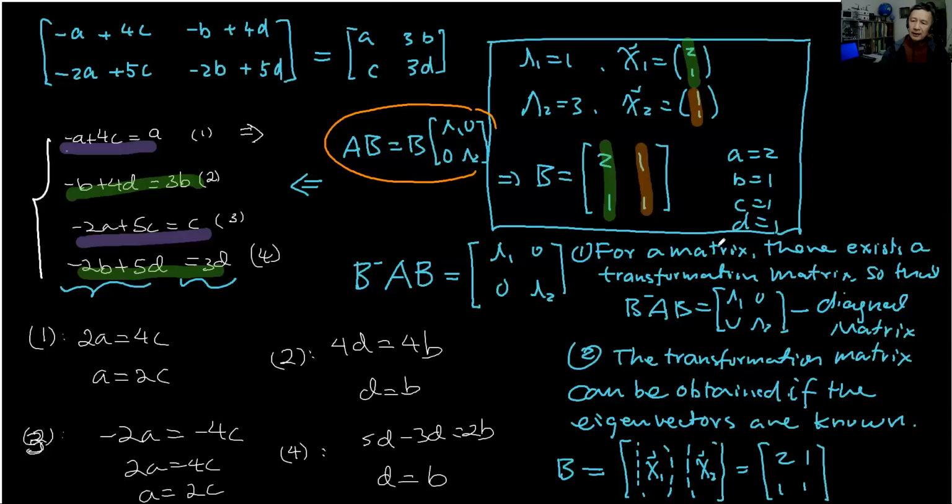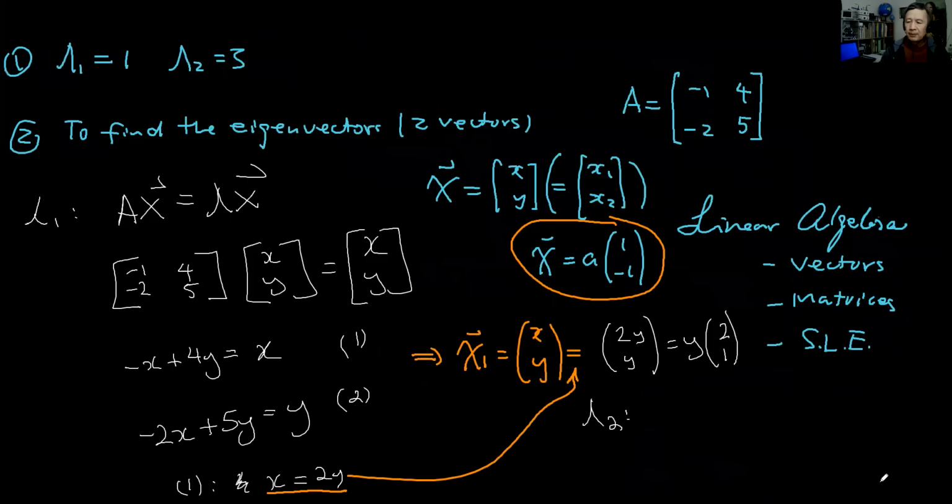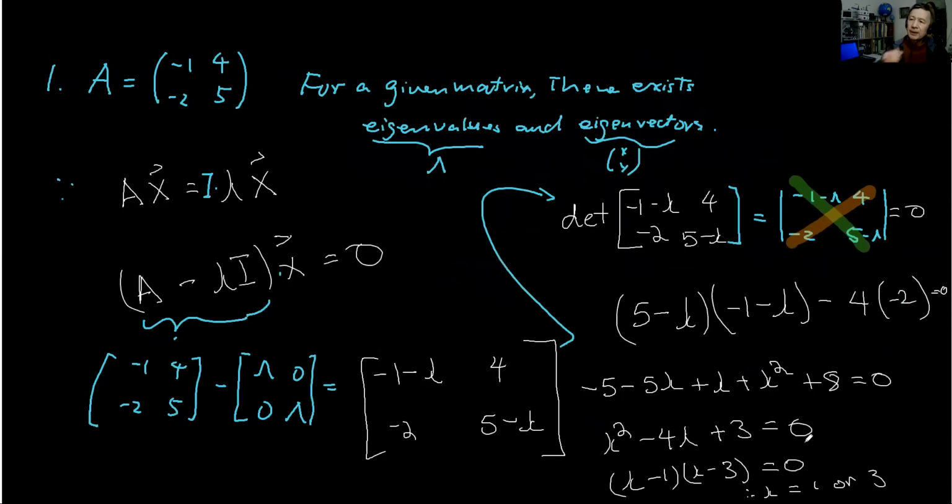Let's just recap what we have done today. Basically, for the given vectors, we know there exist eigenvalues and eigenvectors. The maximum number is equal to the dimension. Okay, for 2 by 2, that is 2.